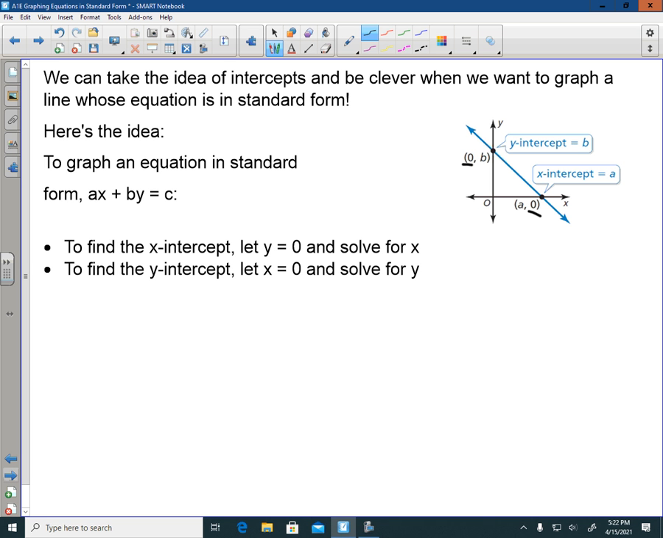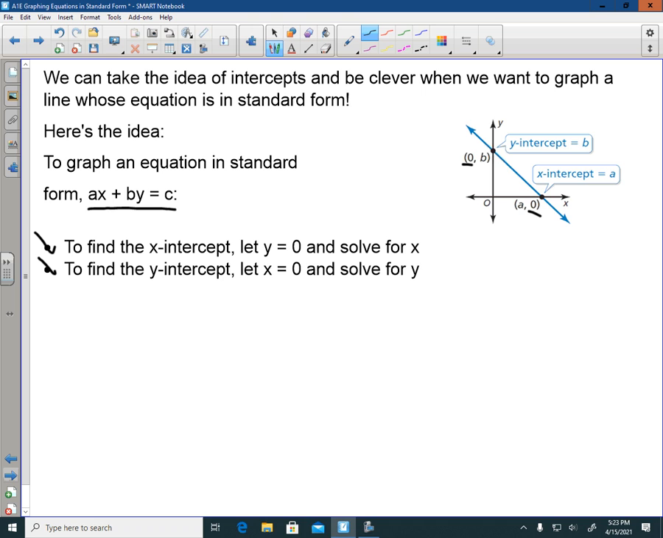To graph an equation in standard form, so it looks like this, first, to find the x-intercept, let y equal 0 and solve for x. And then, to find the y-intercept, let x equal 0 and solve for y. This is how we're going to do this every single time.